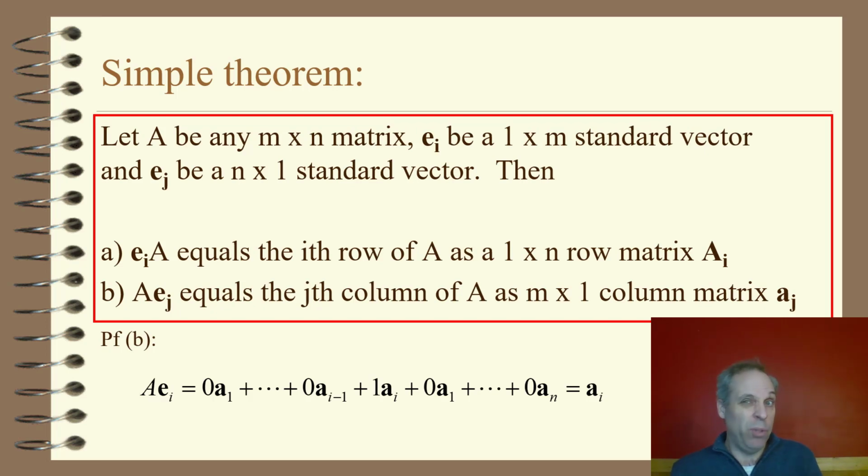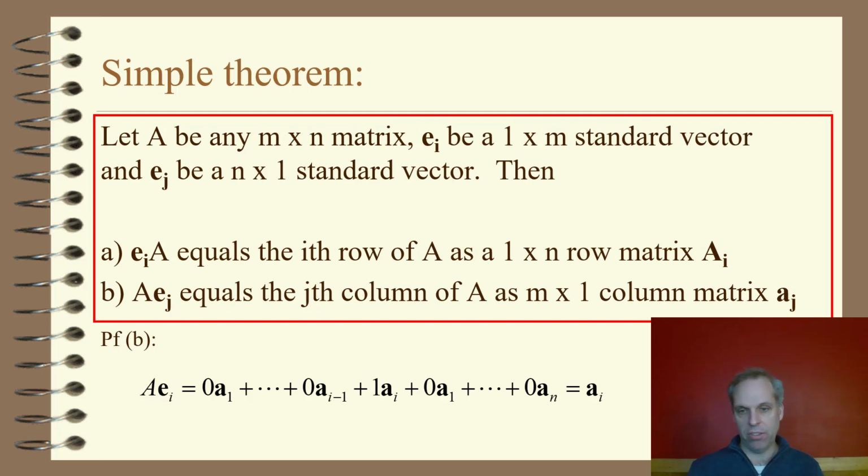Now, as a simple example of using it, let's suppose that A is any matrix and let E sub i be a row vector. That's a standard vector, so that means that all the entries are 0 except for the ith entry. And E sub j is a column standard vector. In this case, standard means that all the entries are 0 except for the jth entry. Then if you take E sub i times A, that's actually the ith row of A. And if you take A times E sub j, it winds up being the jth column of A.